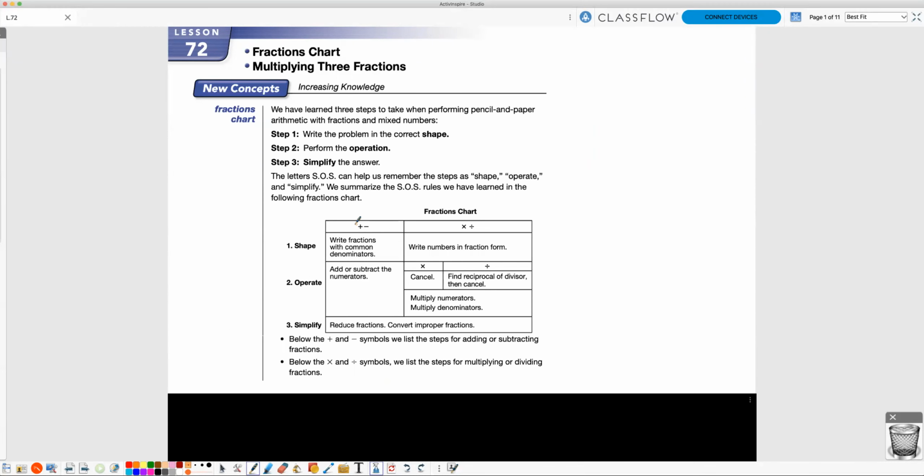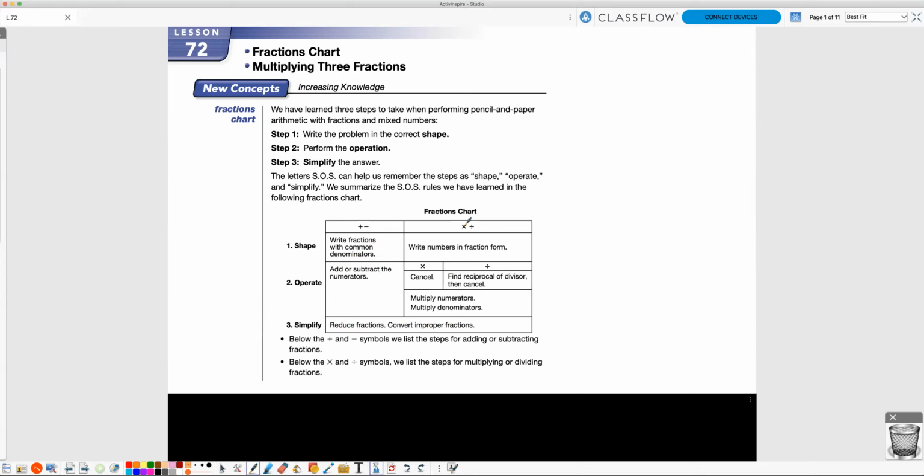So below the addition and subtraction symbols, here is a list for adding and subtracting fractions. There are three steps. The shape is to write the fractions with common denominators. The operate is to add or subtract the numerators. And the simplify is to reduce the fractions, converting improper fractions.